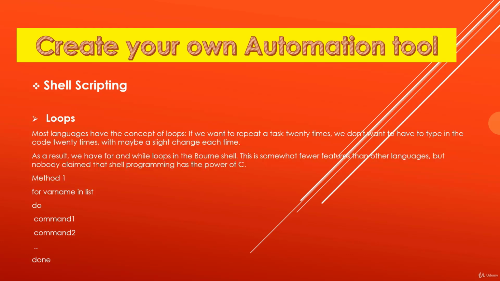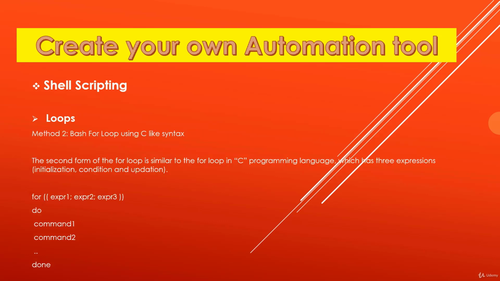Loops, I'm using some loops as well in this, like for loops. Most languages have the concept of loops. If you want to repeat a task 20 times, we do not want to type in the code 20 times with maybe a slight change each time. So we would be using loops here in this tool. And there are two ways we can run loops, method 1 and method 2. So this is another syntax, for expressions 1, 2 and 3. I'm not going into detail on that, because a lot of lectures would be on these topics, and we would be diverted from our main motive, that is how to create this automation tool.